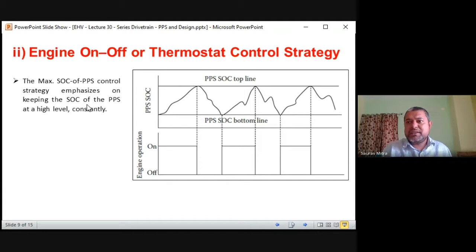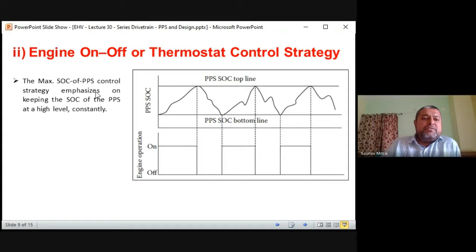Whenever the PPS is charged, the engine generator is going to switch it off, as long as the PPS is not falling to 70%. As soon as the PPS falls to 70%, again the thermostat starts the PPS charging. Again, it goes up to 100%, the top line. So this is actually strategy B in a cyclic manner.